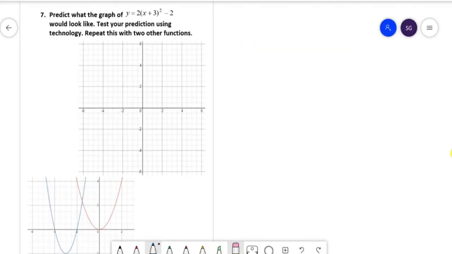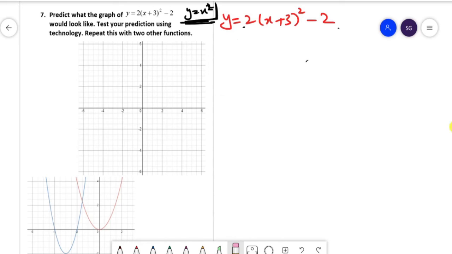Next up is question number 7. It says predict what the graph of this would look like. So we can identify clearly, let me write it again here: 2(x plus 3) whole squared minus 2. Let's see each of these numbers. This number is multiplied with the original function. The original function was x squared. We also call it the root function. So I've written this original function here. This was a root function and we made changes to it to get this one.